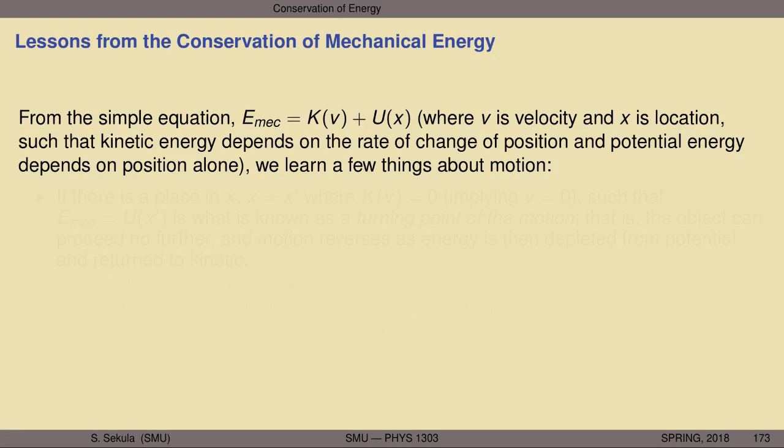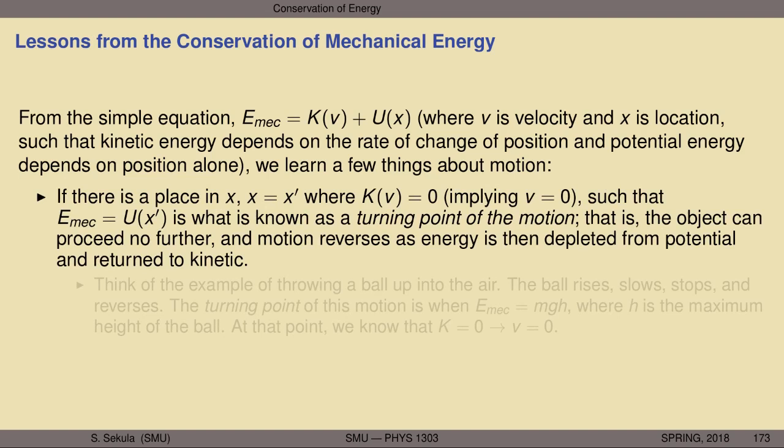Let's look at some more lessons from the conservation of mechanical energy. So, from this seemingly simple equation, that the mechanical energy of a system is equal to the sum of its kinetic energies, which depend on the speeds of things within the system, and its potential energies, which depend on positions within the system, we learn a few things about motion. So, first, we learn that if there is a place in space, and again, let's think about one dimension here, so some place along the x-axis, and let me label that as x prime.